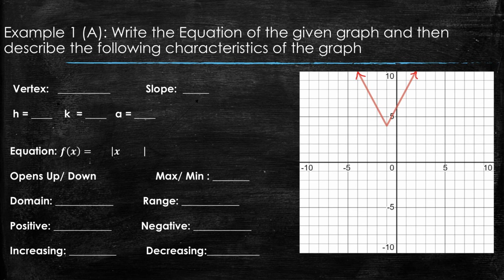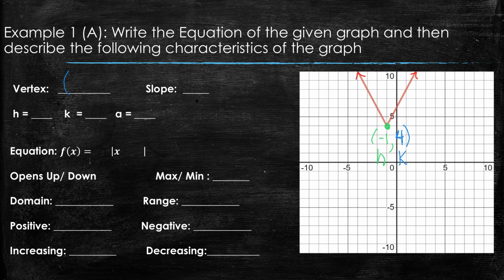All right, so let's look at an example. So we have this graph on the right, and the question says, write the equation of the given graph and then describe the following characteristics of the graph. So first, go ahead and find your vertex. Here's my vertex right there. So the ordered pair for that is -1 and 1, 2, 3, 4, positive 4. That's your h and your k. So this is my h and this is my k. Okay, so let's go ahead and write that over here.